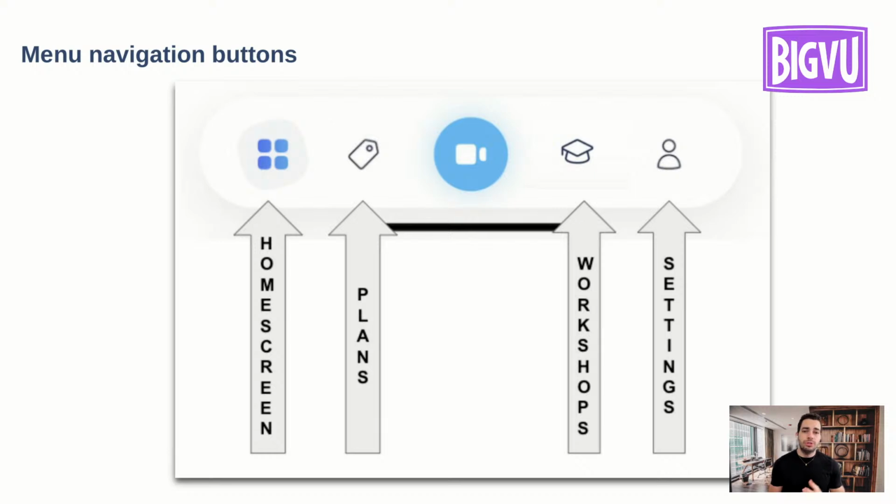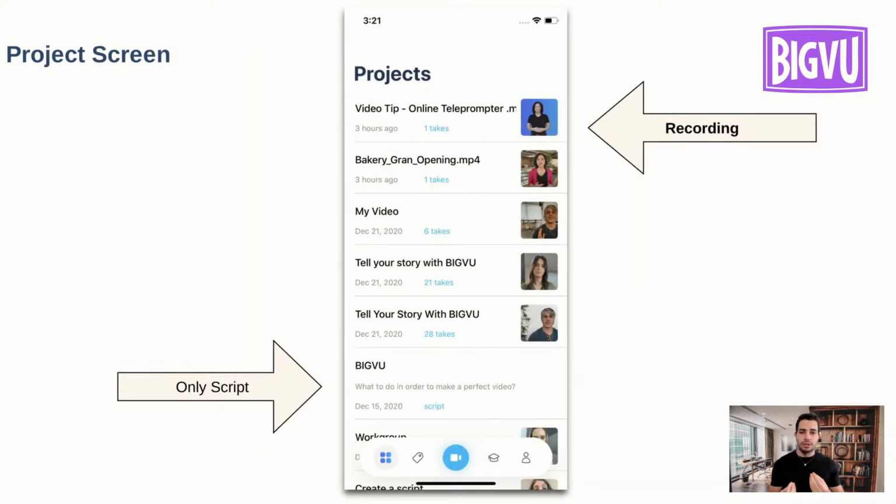Moving forward, you should have in mind that basically we have two kind of projects on BIGVU. A project that is only a script. It means that I wrote the script, but for some reason I haven't recorded anything yet. So it's just a script that is there. The other kind of project, it's a script with videos inside. It means that I wrote a script and maybe I recorded 21 takes as this project tell you a story with BIGVU. Okay, so we have these two kind of projects on BIGVU.